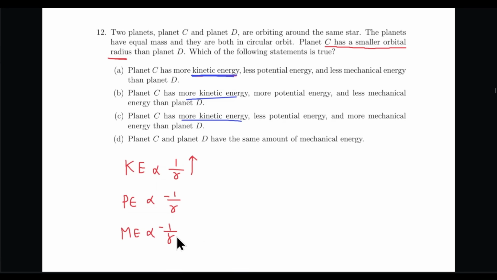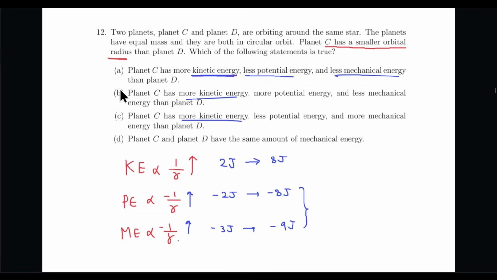But since this is a negative reciprocal, if you decrease the value of r, this value will increase in the negative direction. You understand what I mean? For example, this one was 2 joules, so this now became 8 joules. But this one was initially negative 2 and became negative 8. And negative 3 became negative, I don't know, 9. So these values actually decrease, right? They have less potential and less mechanical energy as compared to D. So option A should be the best choice.